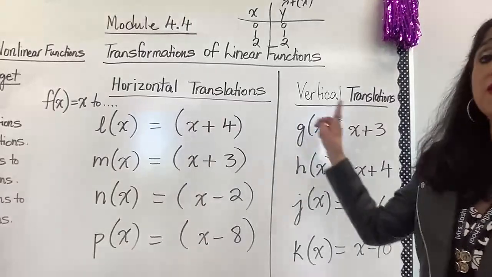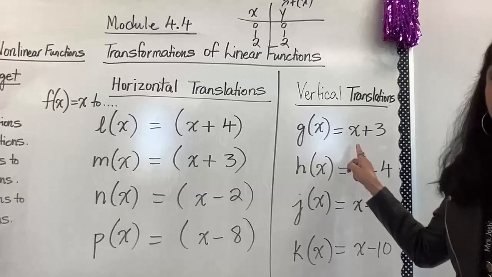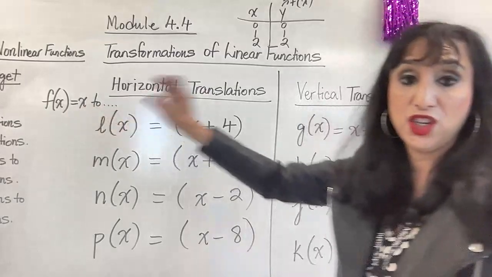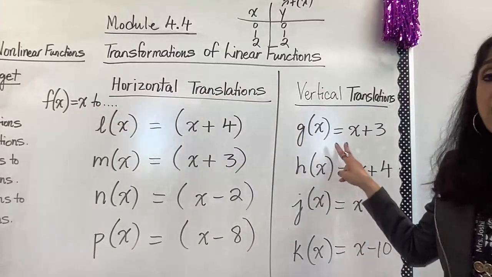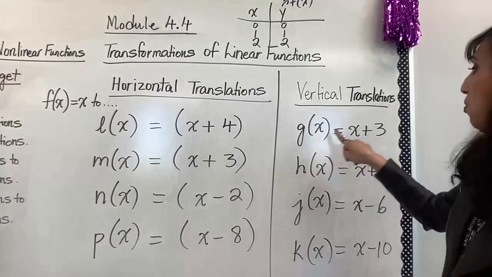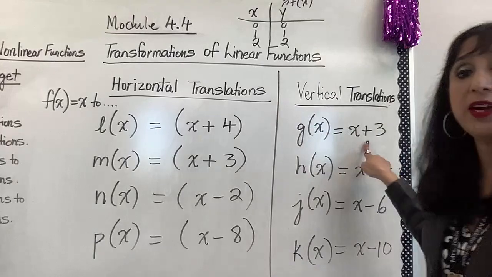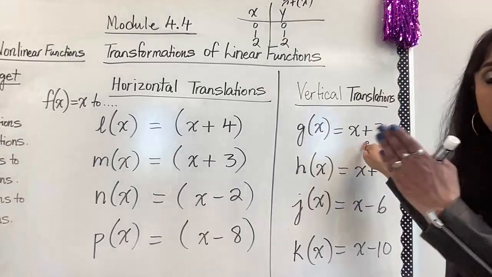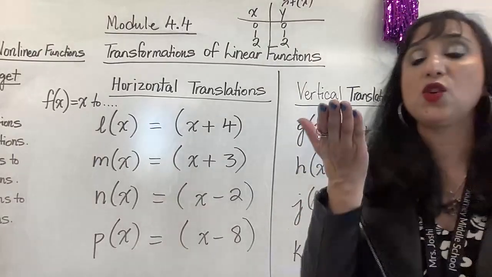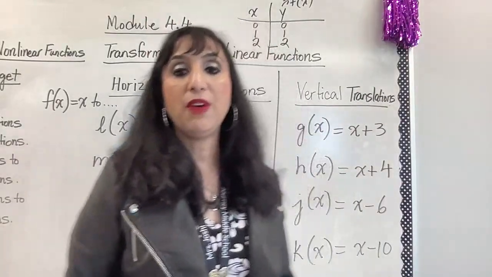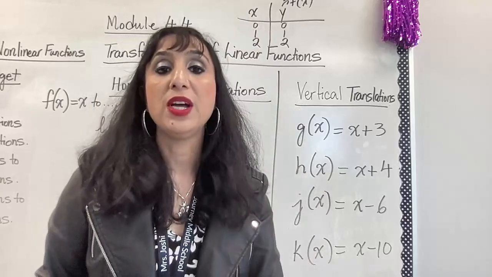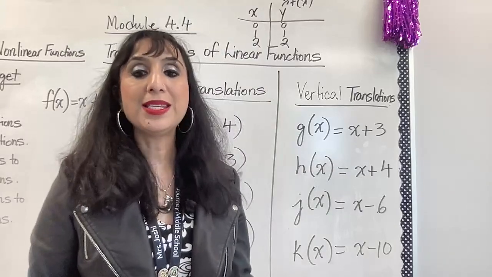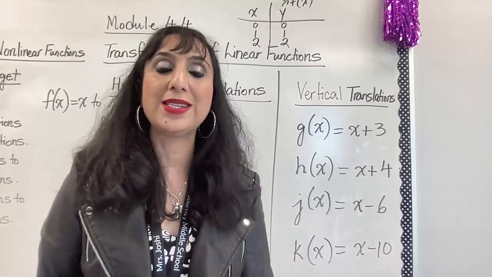Okay, so look at the vertical translation. We had the f of x, which is my original linear function, right? And is equal to x, and that's what it is. But now we just added a constant. So if I do plus 3, I just showed you it's going to move up 3, right? Vertically. If I'm going to add 4, it is going to move up vertically 4. If I'm going to do minus 6, it's going to move down 6 units vertically. If I'm going to say minus 10, it's going to move 10 units down vertically.